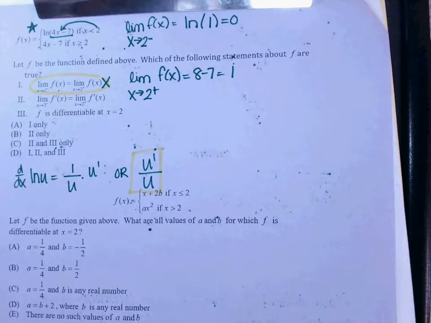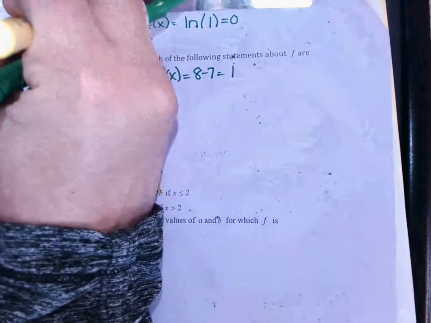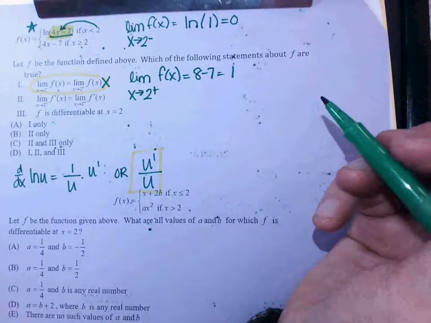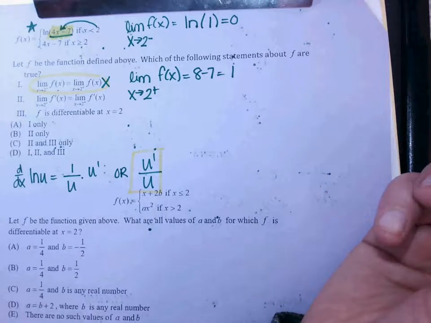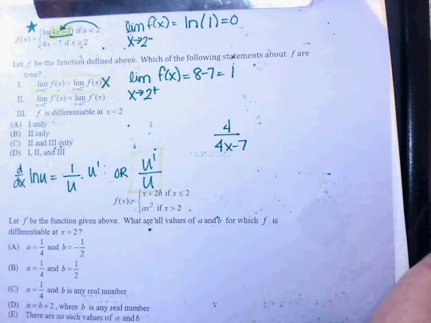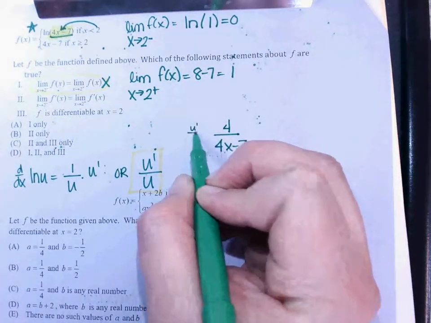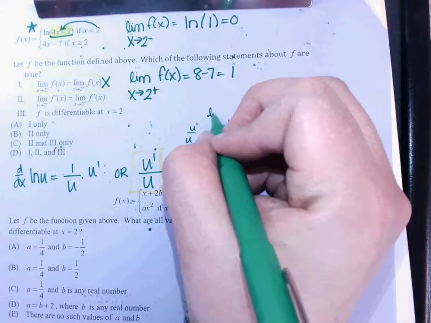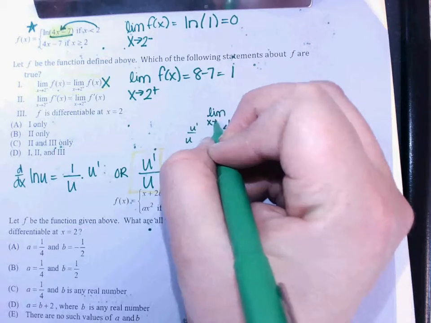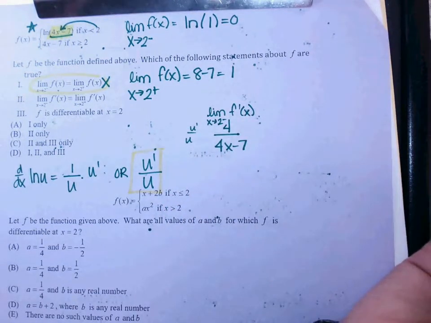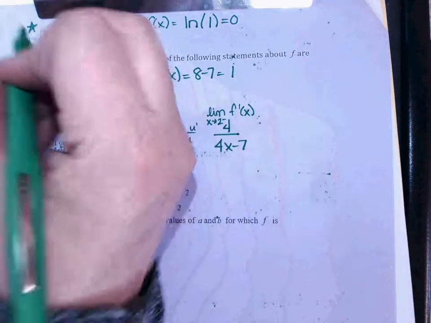So, if I want to take the derivative of that, this is my u. What would u prime of that be? Of the top? Of 4x minus 7 inside the ln. 4. 4 over 4x minus 7. Where this is my u prime, this is my derivative in the middle, and this is my original in the middle. Okay, that's my limit as x approaches 2 from the left of f prime of x. What about from the right? What's the derivative of 4x minus 7?